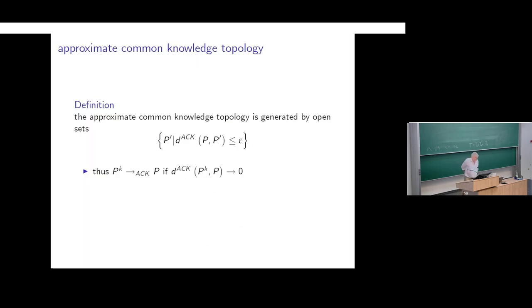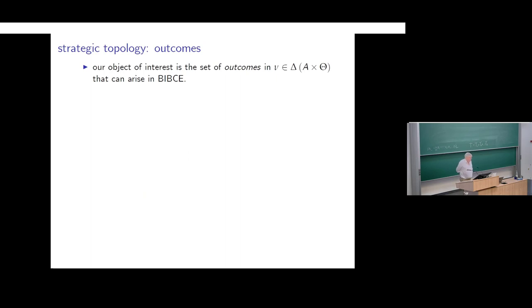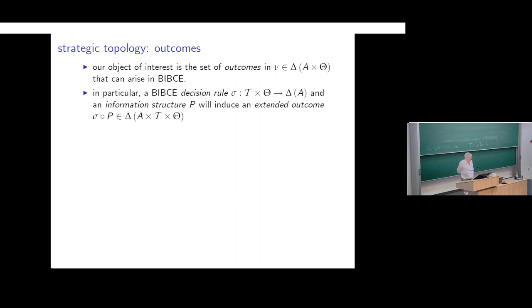Okay? So the approximate common knowledge topology is generated by open sets using that distance. It is a metric topology, actually not using that distance, but we can tweak it to a somewhat more complicated version that satisfies the triangle inequality. So it's a metric topology. Our object of interest is the set of outcomes, probability distributions over action profiles and states, that can arise in a BIBCE. Okay? This is saying that we don't really care about what players' beliefs and higher order beliefs are. The thing that matters to me as an economist is these outcomes.